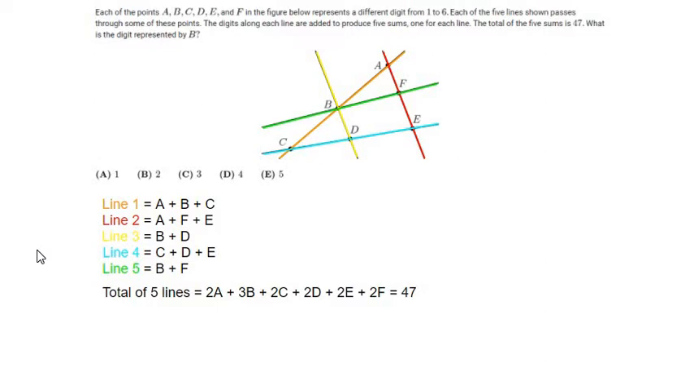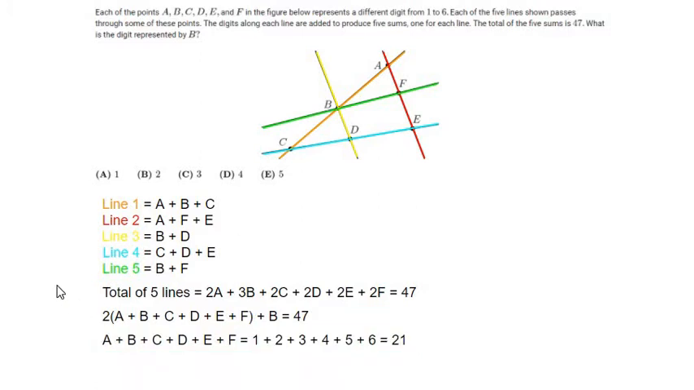So the total of all of these 5 lines, 2A plus 3B plus 2C plus 2D plus 2E plus 2F, is equal to 47, because the total of the 5 sums is 47. Now we can say that 2 times the sum of A plus B plus C plus D plus E plus F, plus B, is equal to 47, since every letter is being multiplied by 2 except for B, which is being multiplied by 3.